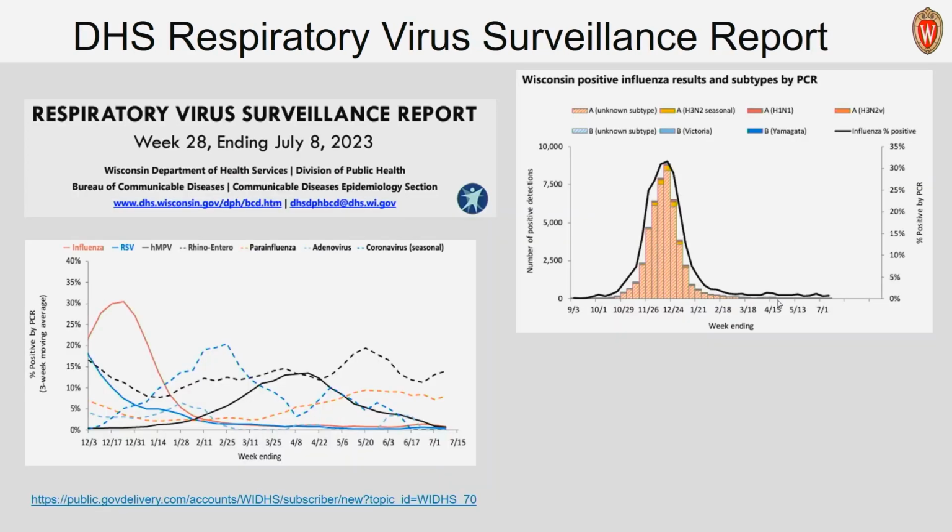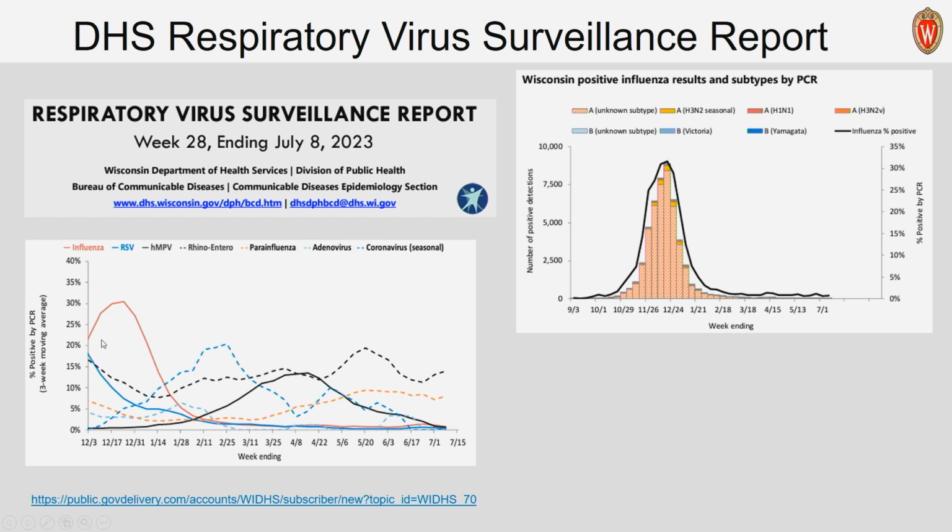Another way that you can get this data back is through the DHS Respiratory Virus Surveillance Report. They take your data from the WCLN and put it into this respiratory report that goes out all over the state and is really helpful in monitoring influenza as it comes. And you can see the spike from this last season and what strain was within that as well.